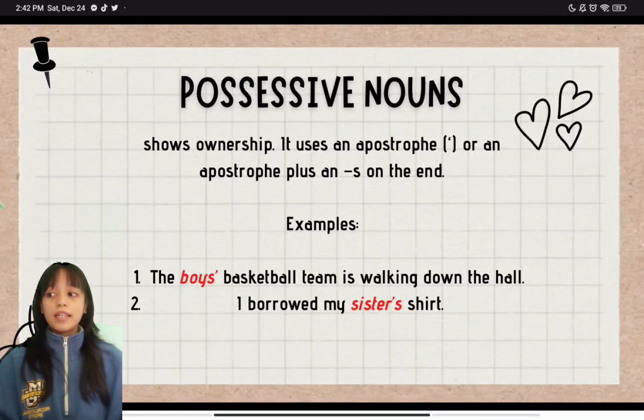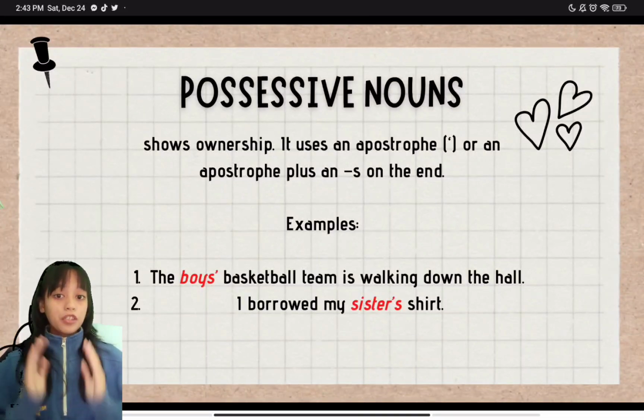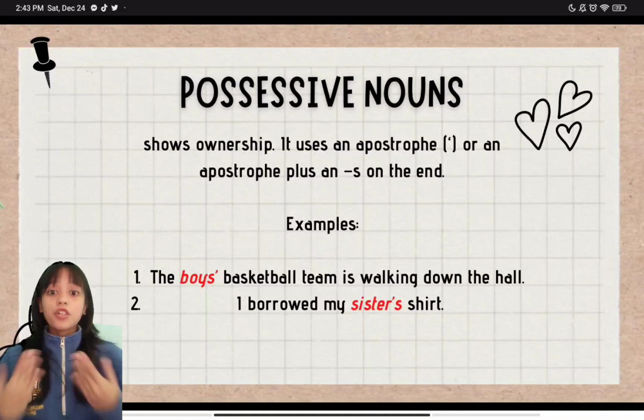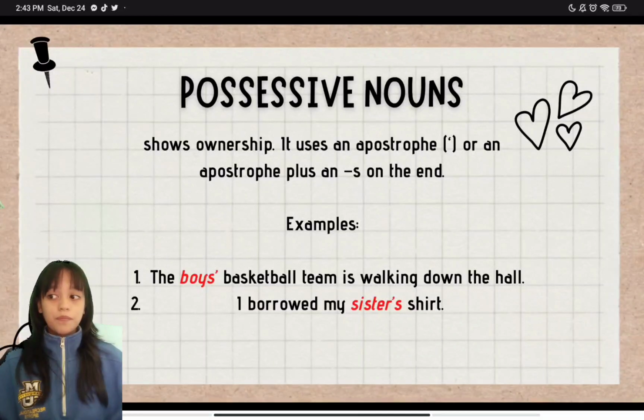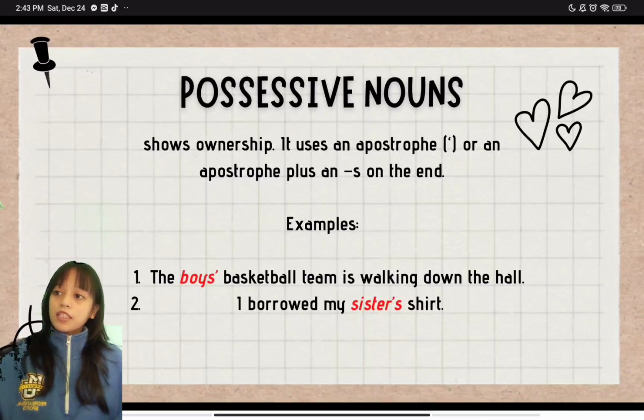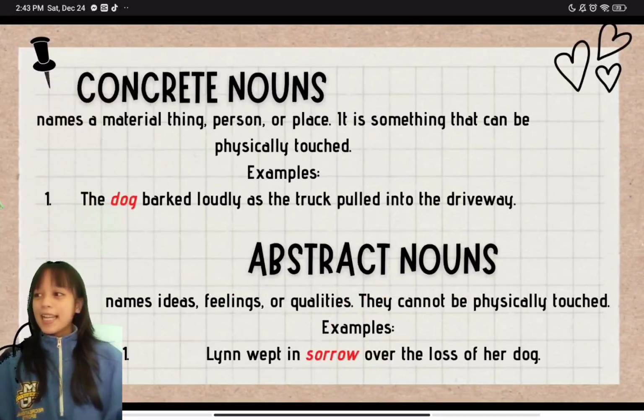Another example is, I borrowed my sister's shirt. So, whose shirt did you borrow? Who was the owner of that shirt that you borrowed? It's your sister's shirt. So she owns that shirt. So our possessive noun is sister's. It also has an apostrophe, so that's why it's a possessive noun. Any clarifications? Okay, that's good that you understand it.